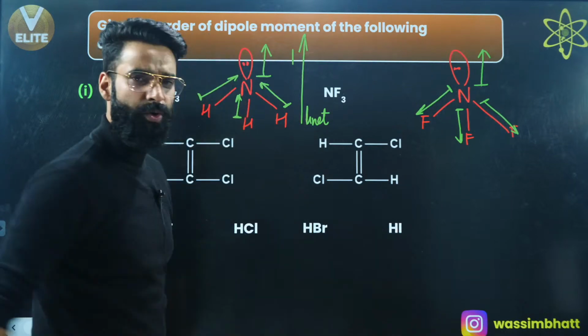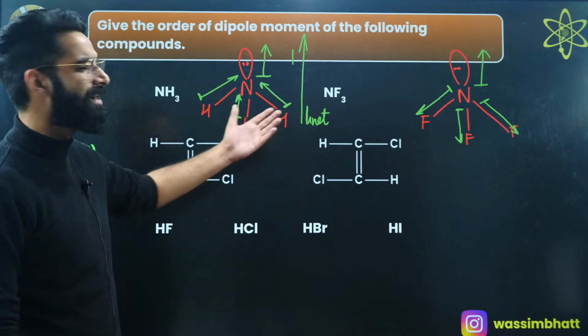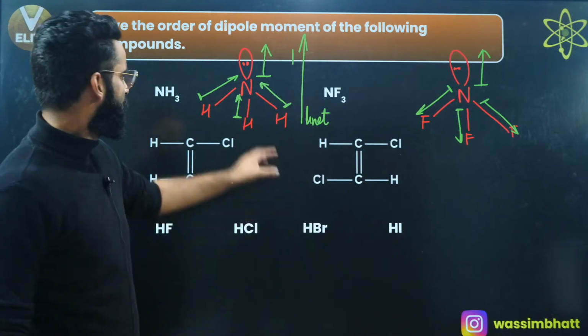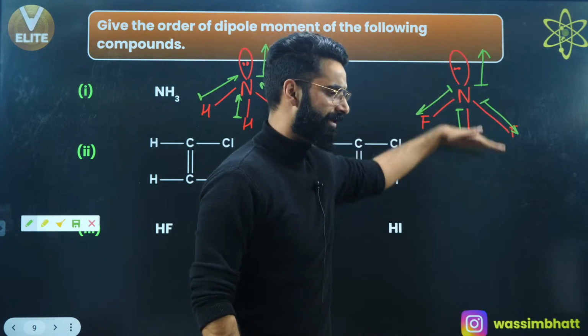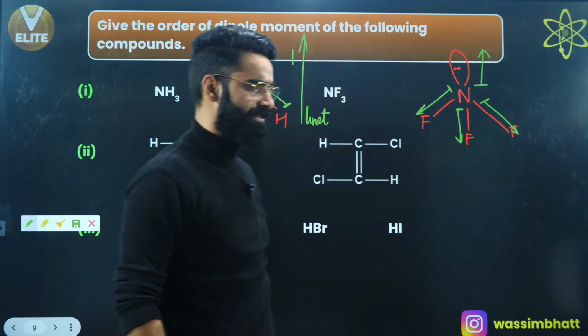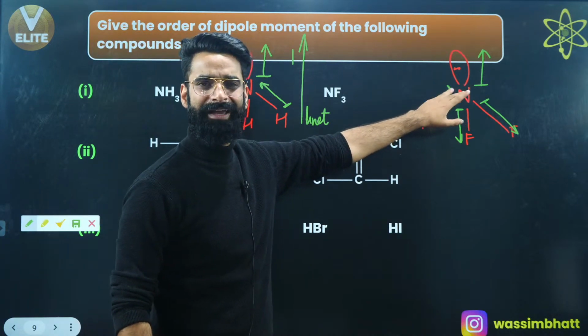So if I ask you, where is going to be the net dipole moment more? People just understand it like the vector form, right? Four vectors pointing in the same direction, and out of four, three vectors are pointing in the same direction and one vector is pointing opposite, correct? So over here, the net dipole moment is going to be less.